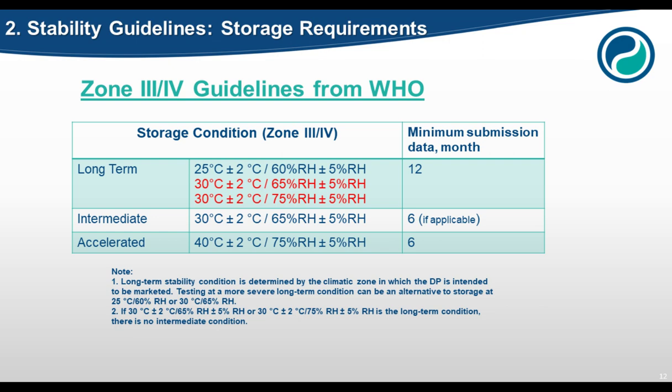So this slide shows the storage condition requirement for climate zone 3 and 4. And for the long-term storage condition, there are two alternative storage conditions. Both are at 30 degrees, and the first one with 65% relative humidity, and the second one with 75% relative humidity. So the condition you pick depends on where you want to market your product. The rest is the same as the climate zone 1 and 2.